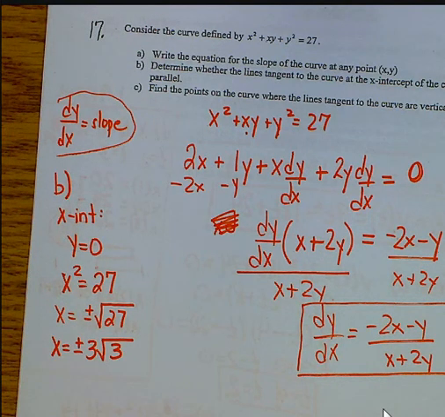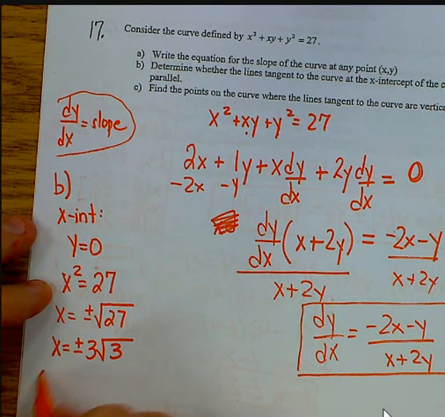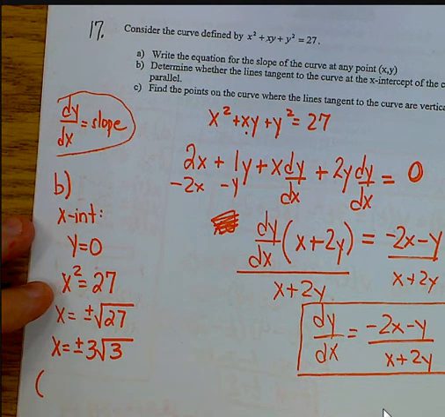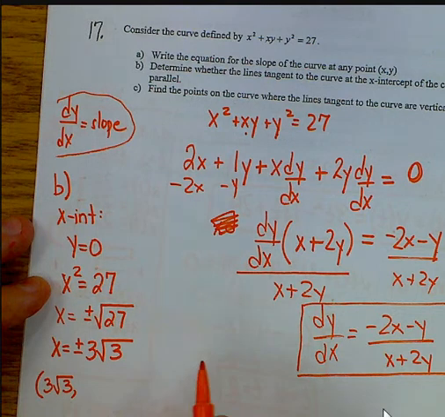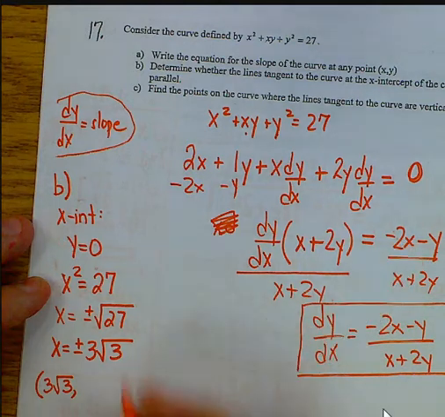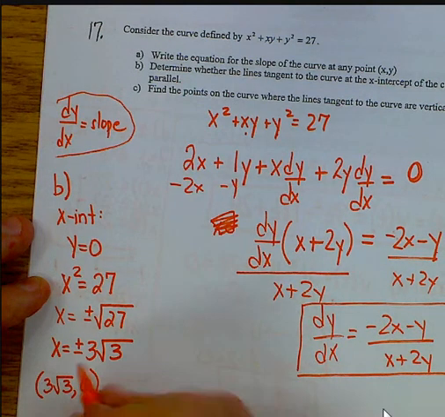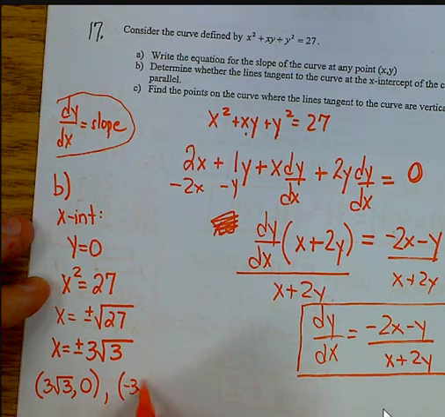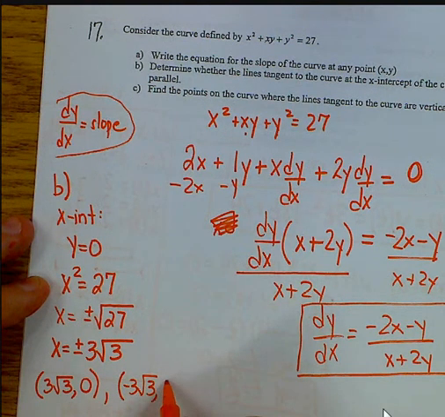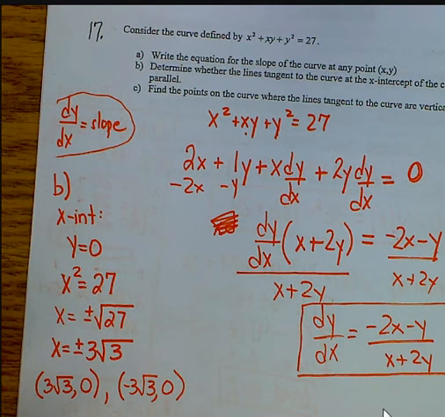So I have two x-intercepts. That's what they were referring to. So if I have two x-intercepts, tell me one of the points I'm going to be looking at. 3 square roots of 3, comma? 0. Good. If it's an x-intercept, the y-coordinate is 0. Then the other point would be what? Negative 3 square roots of 3, comma 0.